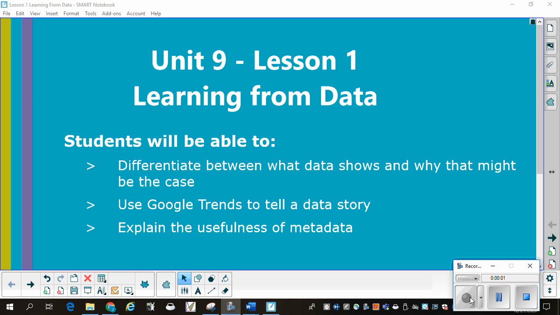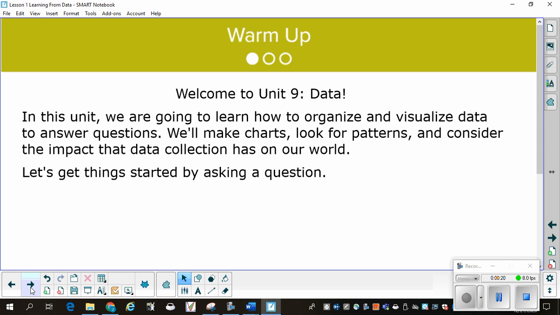Lesson 1, Learning from Data. At the conclusion of this lesson, you will be able to differentiate between what data shows and why that might be the case. You want to use Google Trends to tell a data story. It's just another tool for extracting some data. Explain the usefulness of metadata and what metadata is.